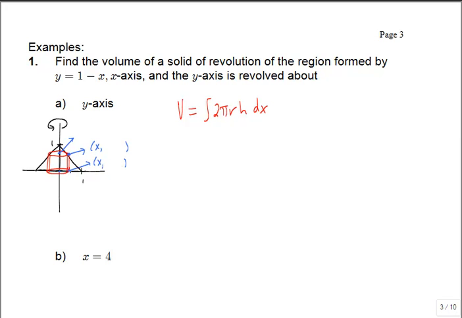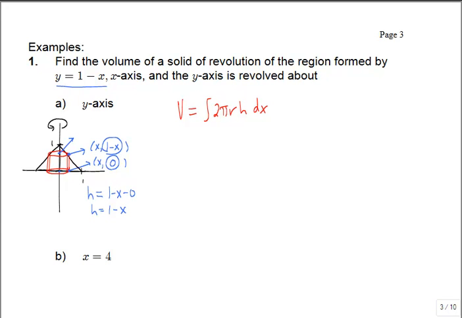The bottom point is on the x-axis, so its height is 0. The top point is on our line, so what's the y value of the line? Well, y is 1 minus x, so this y value is 1 minus x. So my height is this top point minus this bottom point, so 1 minus x minus 0, which is just 1 minus x. So always find your height first.